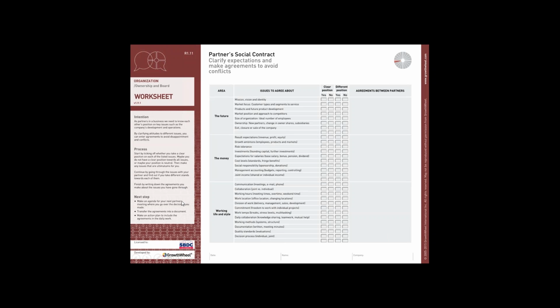So you have to work through that, and then finish by writing down the agreements you make about the issues you've gone through. So let's look at these. In the future, we want to agree that we have a clear mission, vision, and identity. Even if they're different positions, do they complement each other, and are we okay with them? If we're not okay with where we want this partnership to be, then that could be a problem.